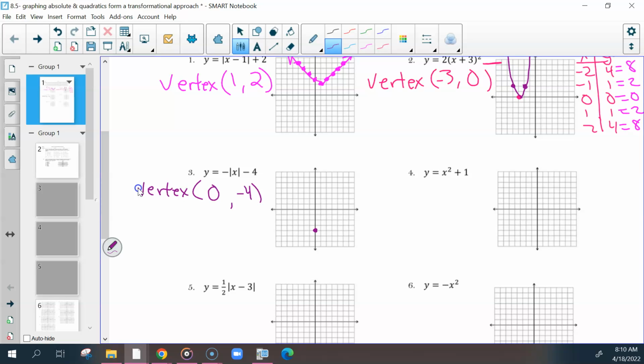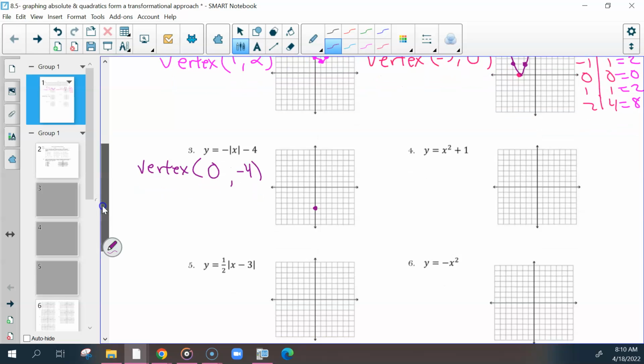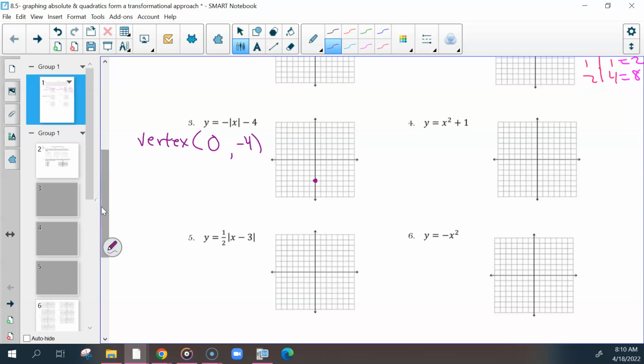The negative on the outside, what does that do? I don't know who said that, but say it one more time. JR said. Yeah. So the slope hasn't changed. It will still be 1. It will just be facing downwards now. Down 1 to the right 1. As many times as the graph will allow.